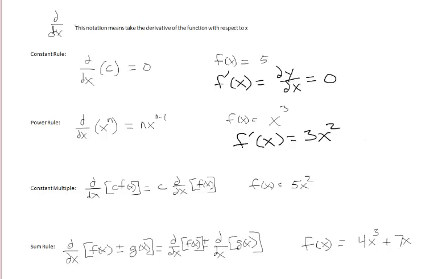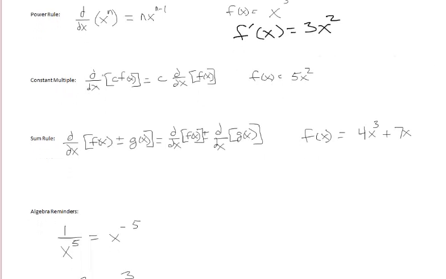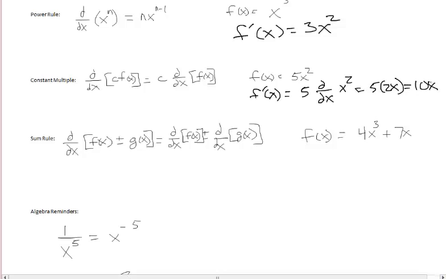The next rule we have is the constant multiple rule. If you have a constant, the derivative d dx of c f of x, we can move the constant out front and then take the derivative of the function just like we did in the power rule example above. So f prime of x here is going to be equal to 5 times d dx of x squared, which is equal to 5 times 2x, or 10x.